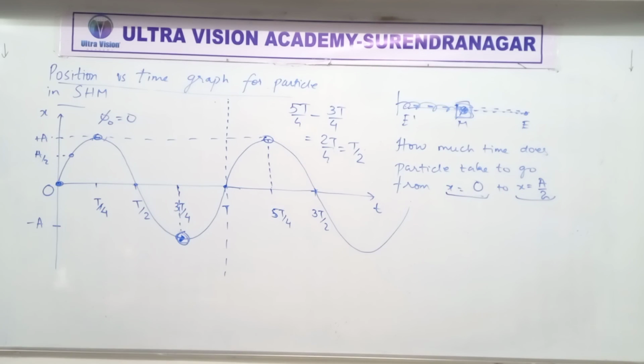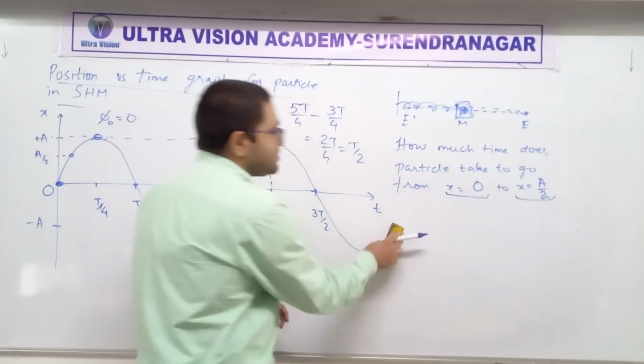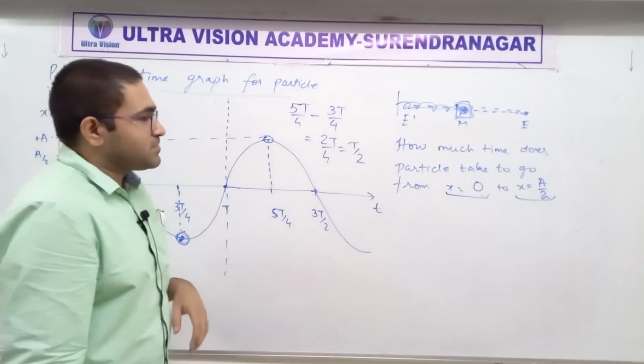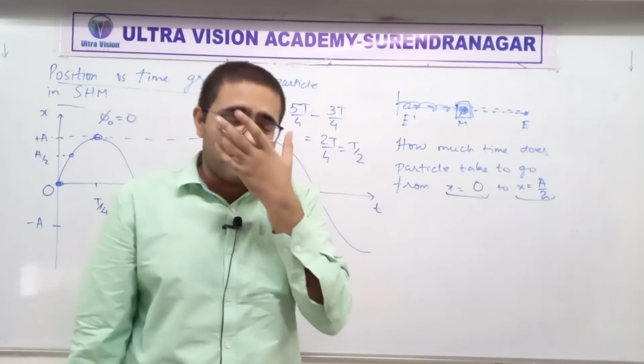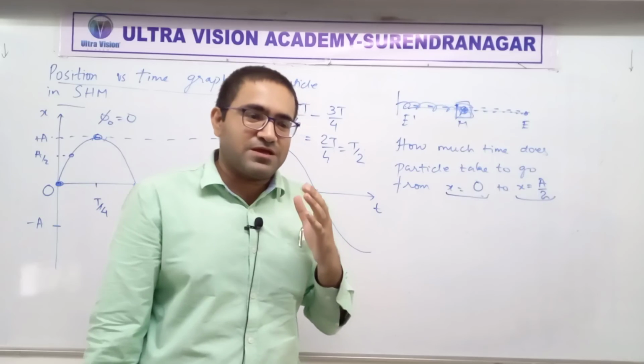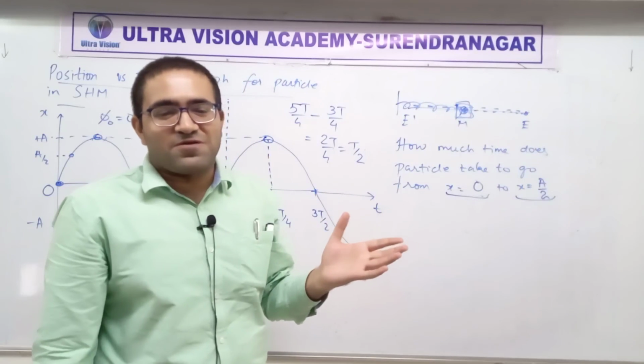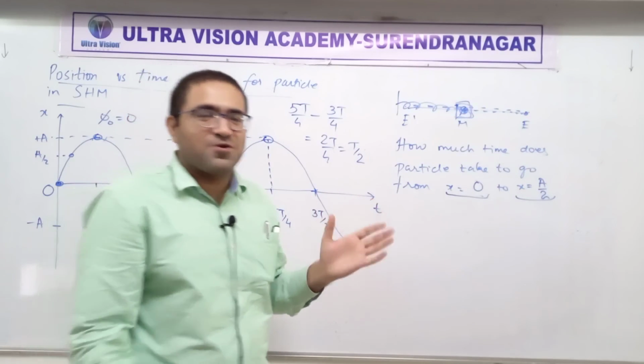Okay, many of you have given the answer T by 8. I like that answer, but that answer is not correct. Okay, let's see why. That's what I was telling you. Cross multiplication doesn't really work in this chapter, so be careful. Maths is your friend, whether you believe it or not.